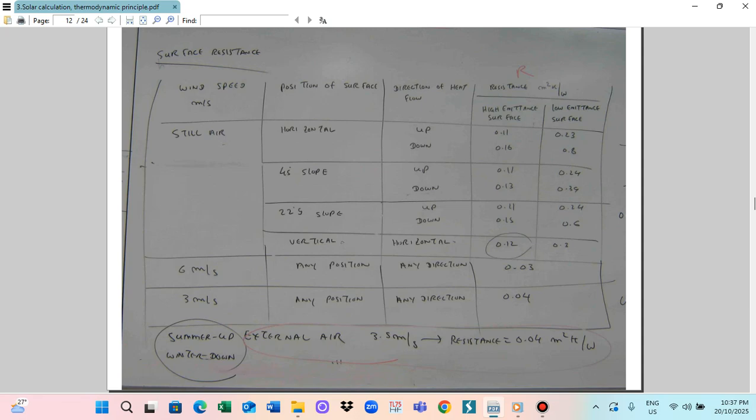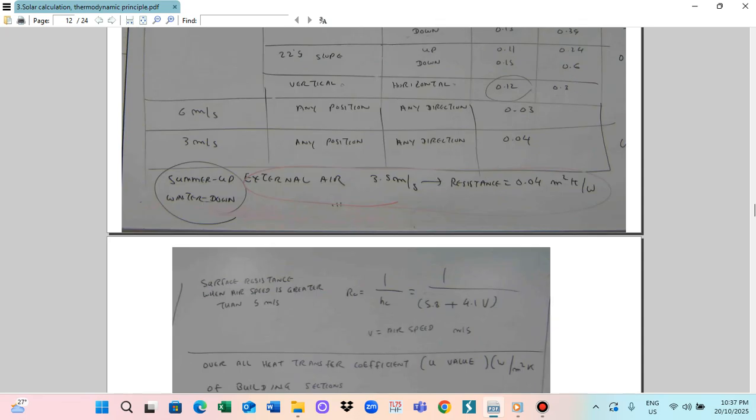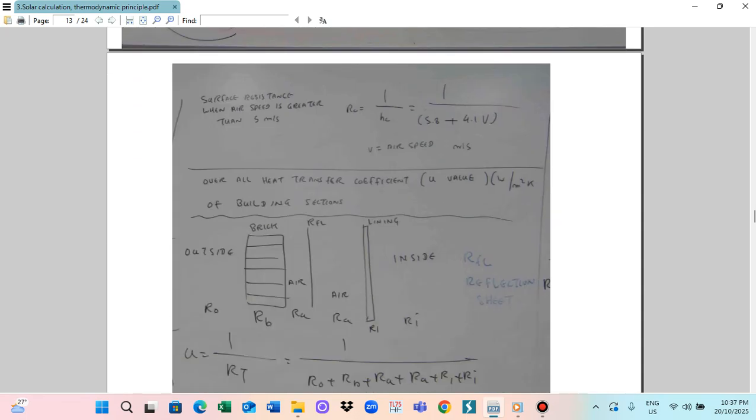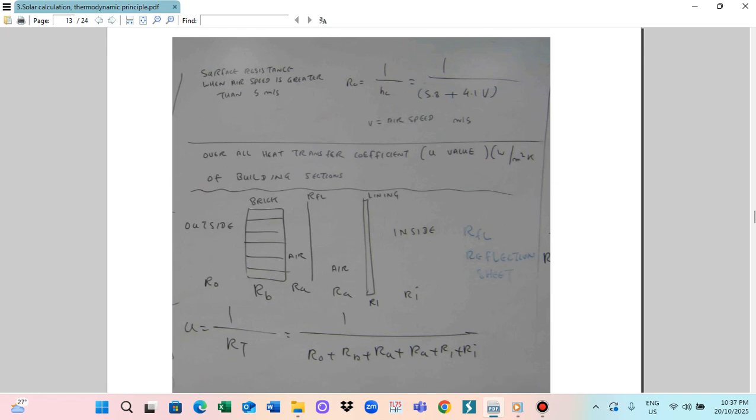Sometimes the air is moving faster than 3.5 meters per second, because sometimes the wind is higher. In this case, you have to use this formula: R equals 1 by h, which equals 1 by (5 plus 4.1 V), where V is the air speed in meters per second. This is the formula I gave you.